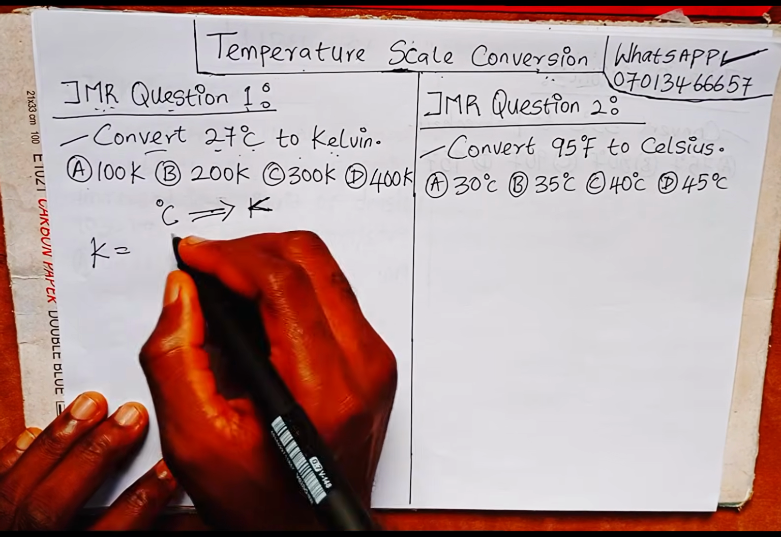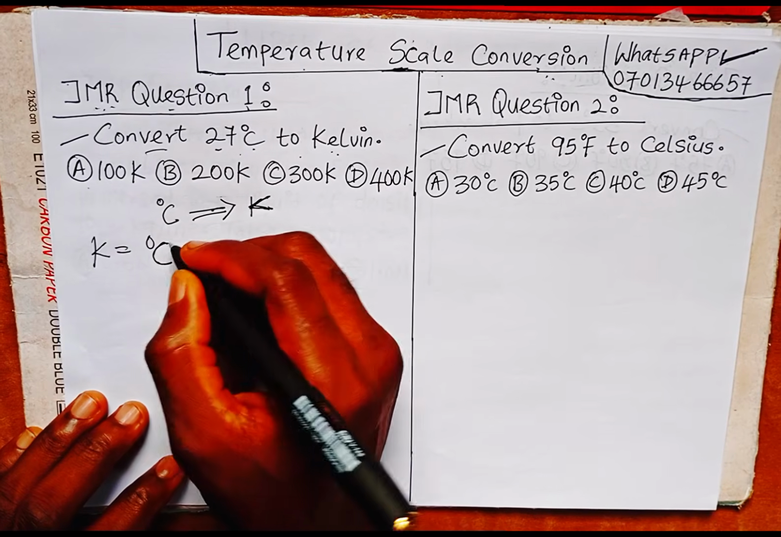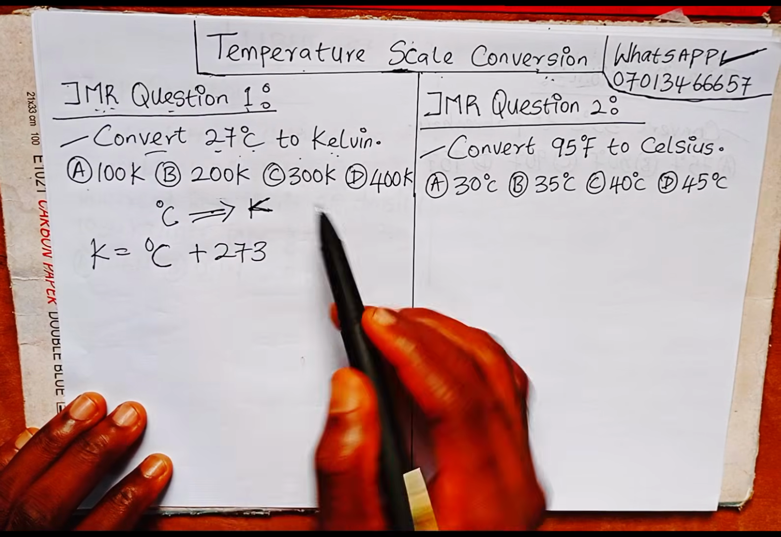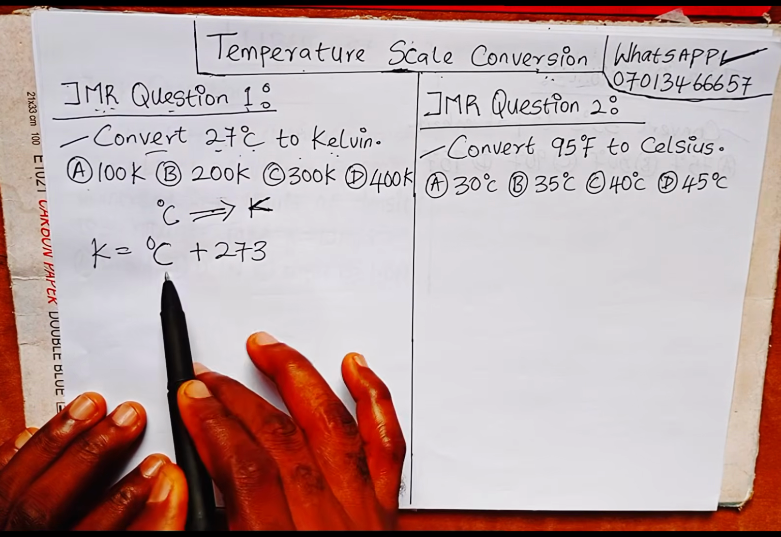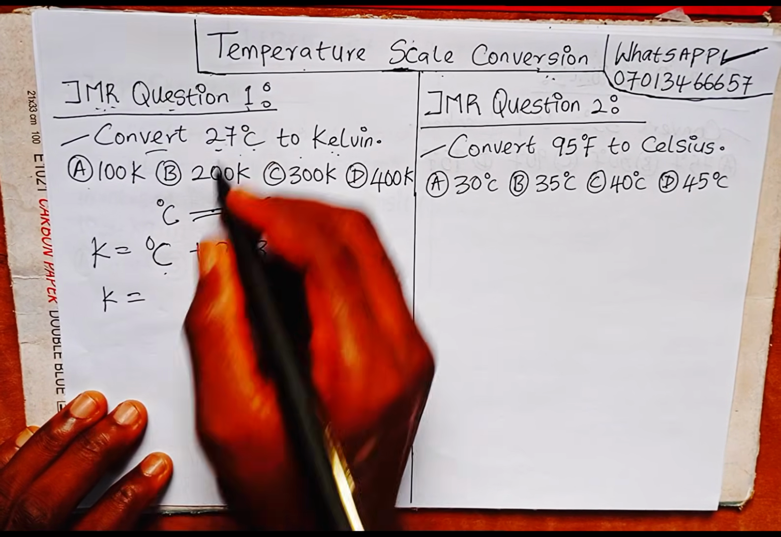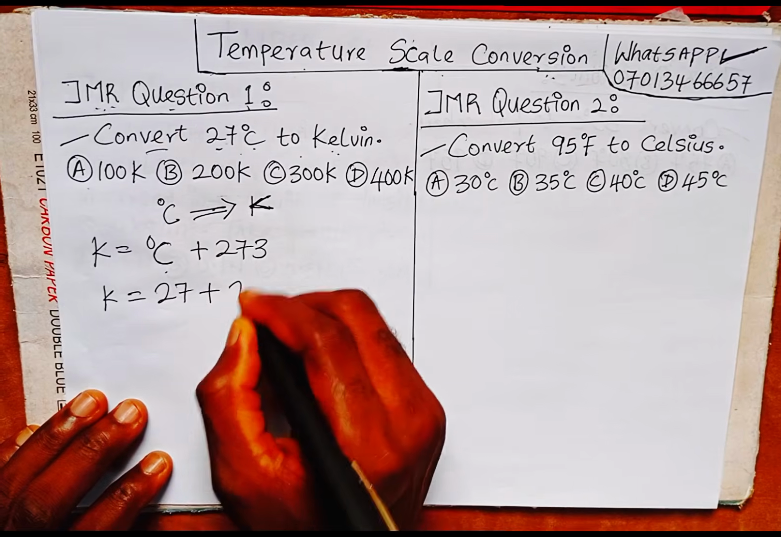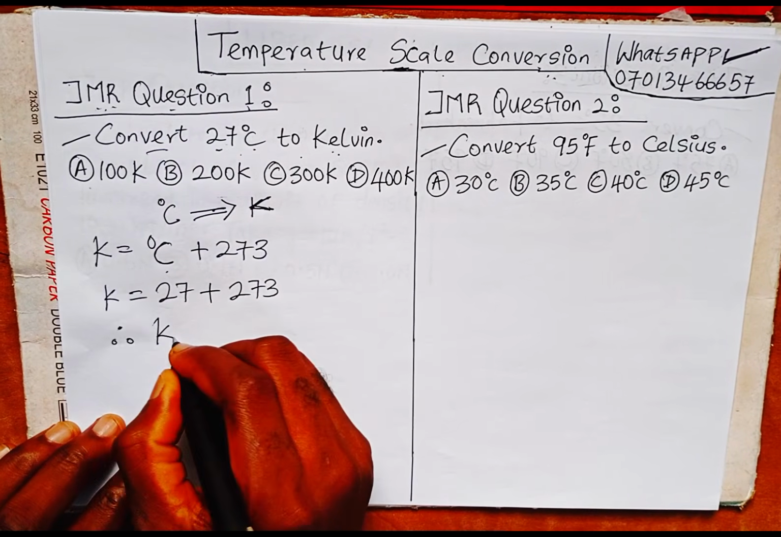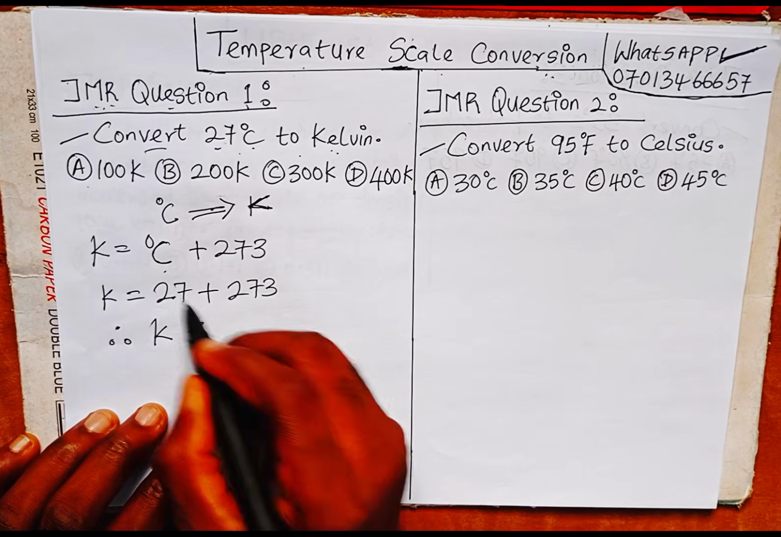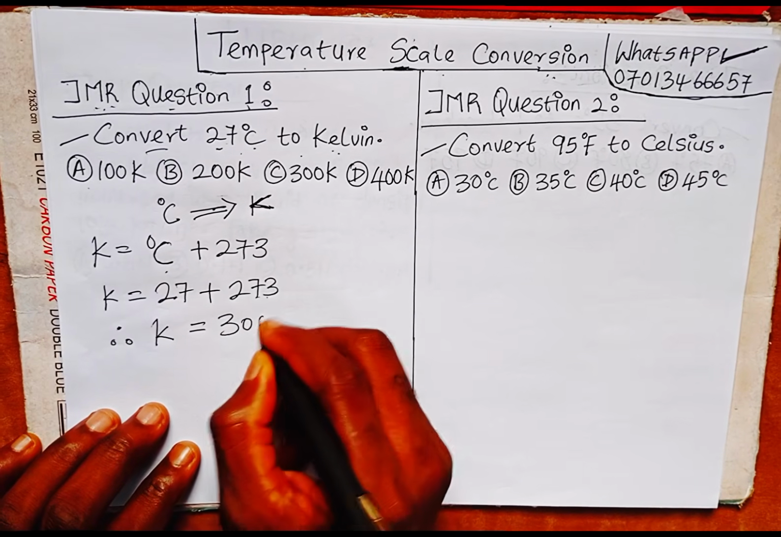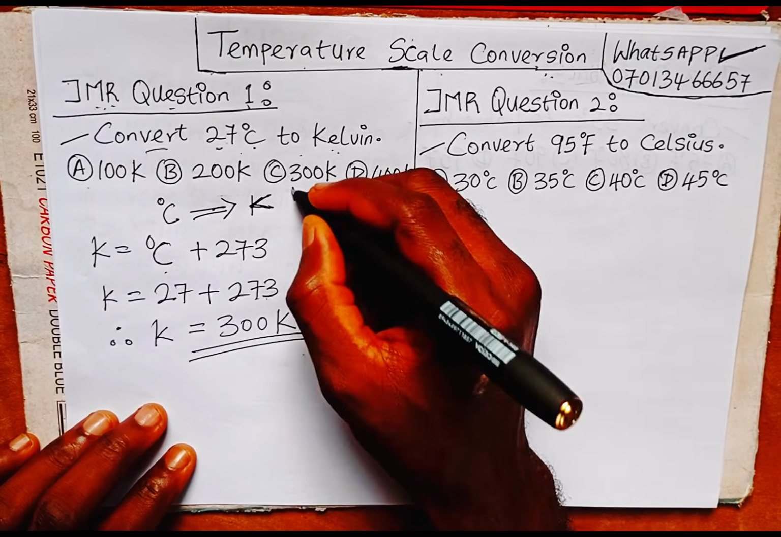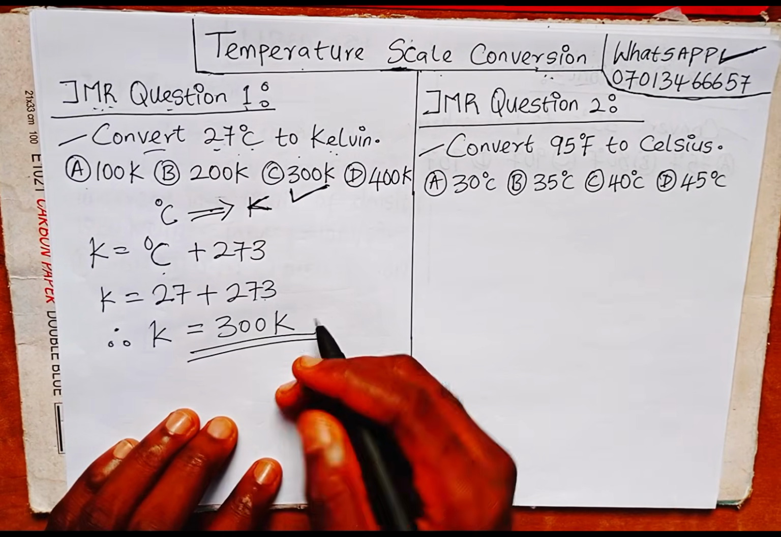Kelvin is equal to degrees Celsius plus 273. So if we substitute, we bring our 27 degrees in here, we get Kelvin equal to 27 plus 273. Therefore our Kelvin is 27 plus 273, that's 300 Kelvin. Among the options, option C is correct. Easy mark, easy mark, easy mark. I will make it so easy for you.